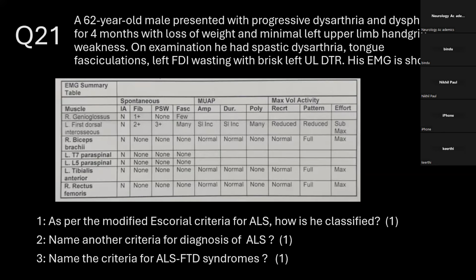As per the modified El Escorial criteria of ALS, how is he classified? Name another criteria for diagnosis of ALS. Name the criteria for ALS-FTD syndrome.